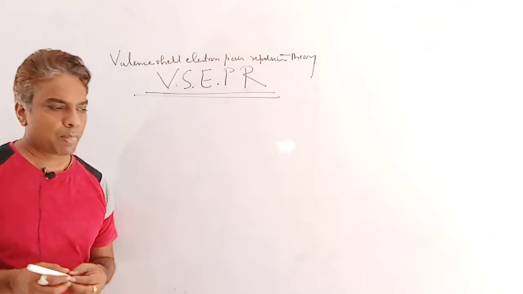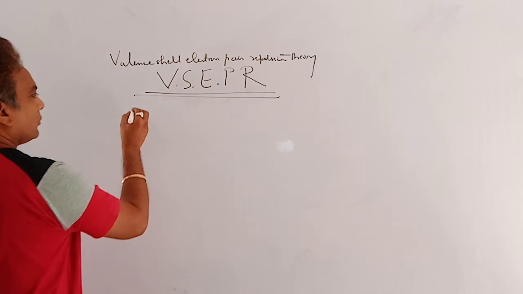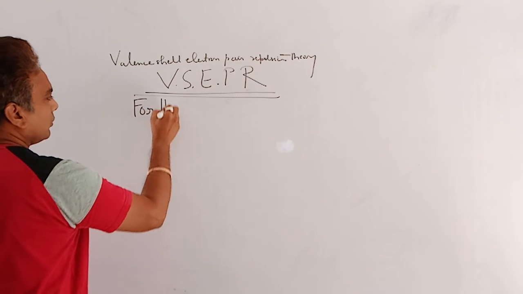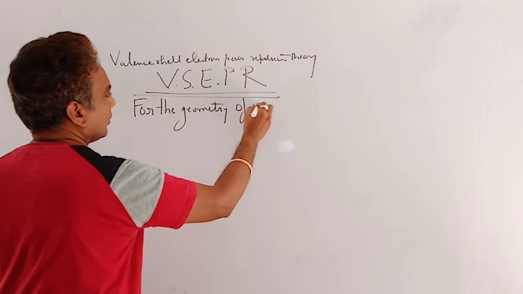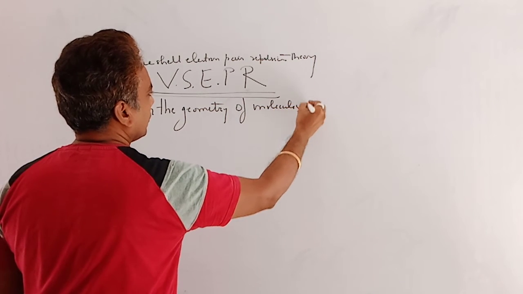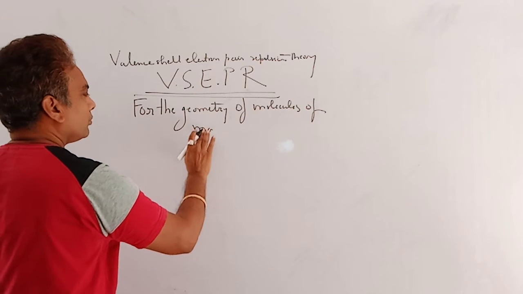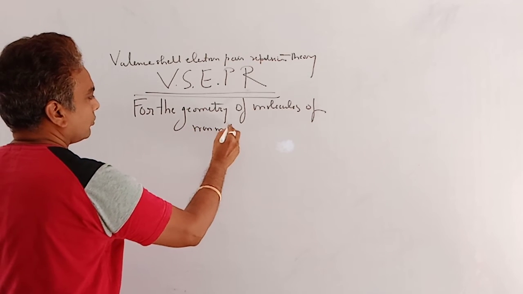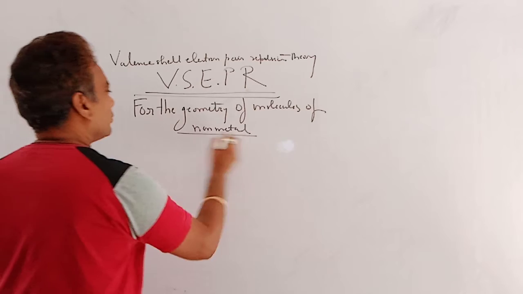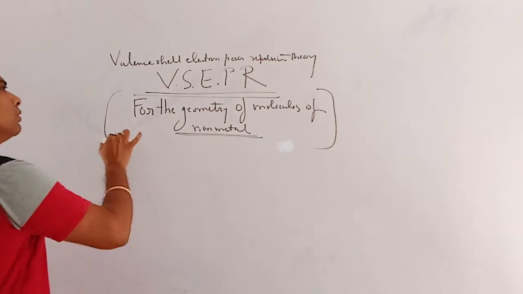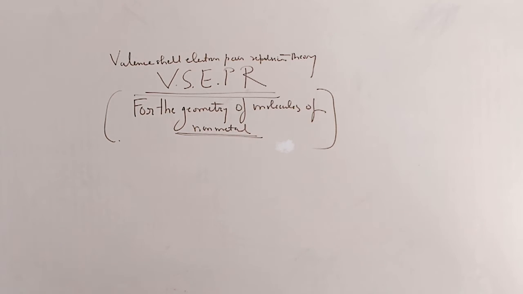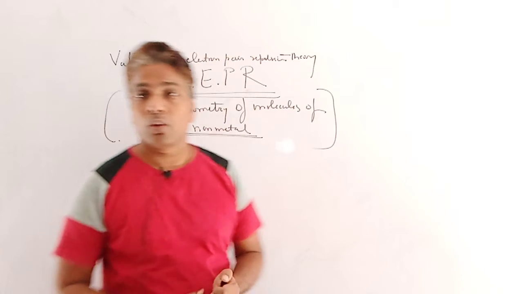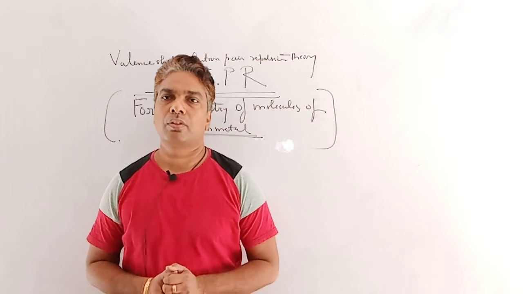This theory is for the geometry of molecules of non-metal. Clear? The VSEPR theory depends upon the following three assumptions.